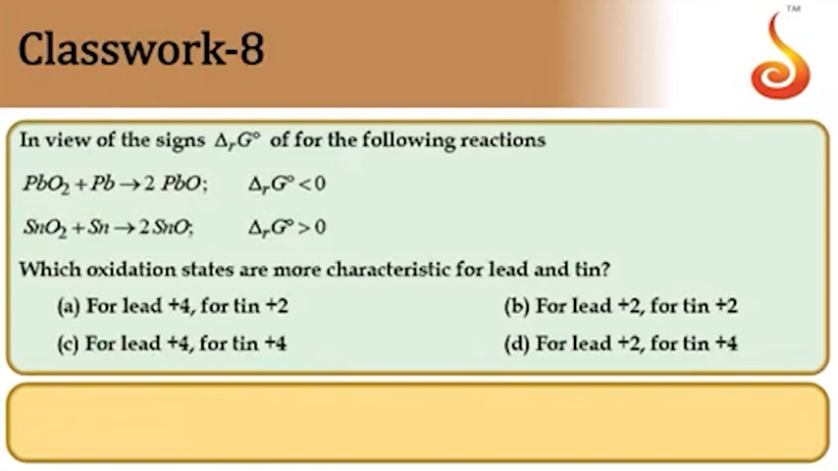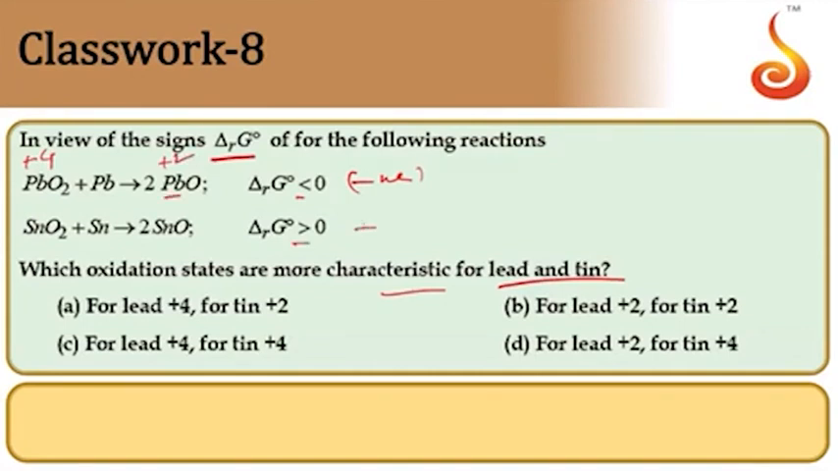Then view the signs. Delta G naught values are given to us for the reactions. Which oxidation state is more characteristic for lead and tin? If we take the first reaction here, delta G is negative. Delta G negative means the process is spontaneous. So here you see the plus 4 state becoming the plus 2 state. Plus 4 to plus 2 is spontaneous, which means lead will have a stable plus 2 state.